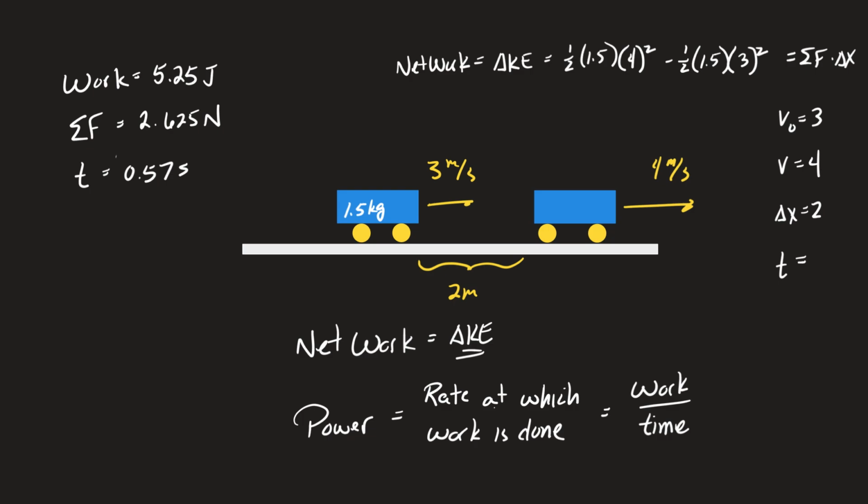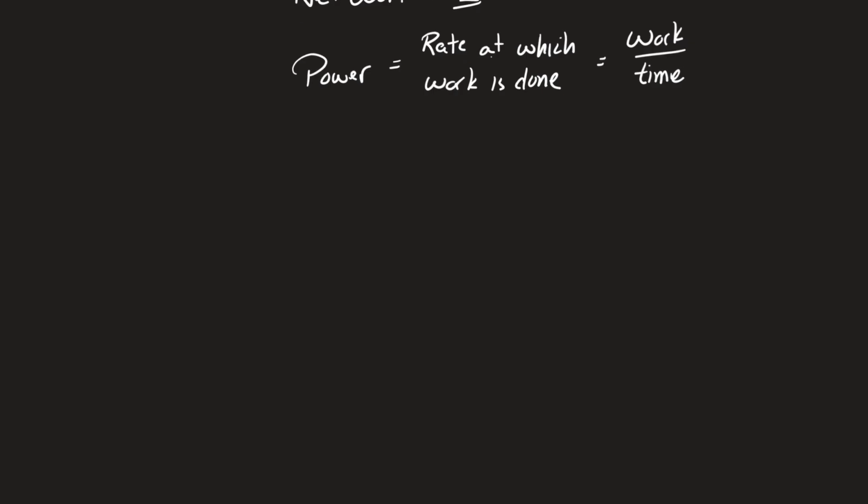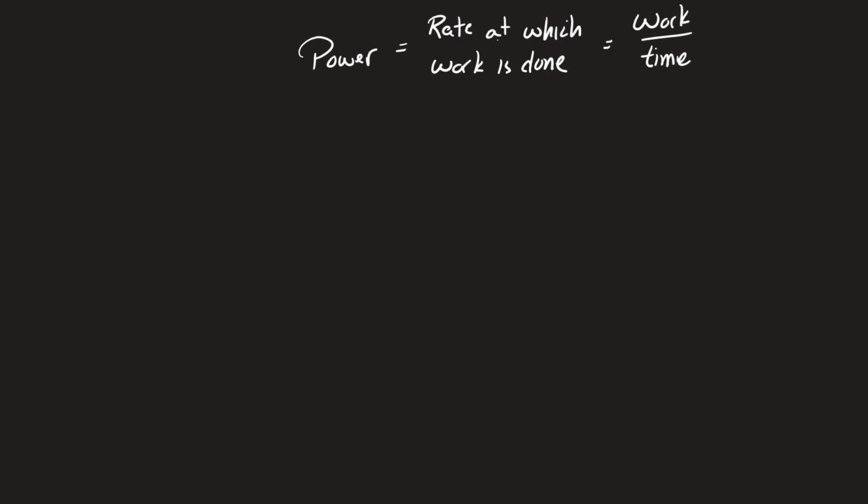So generally, all cars can get up to 70 miles an hour. But some cars can get there faster. You're paying for how fast the work can be done. Getting the car to that speed isn't a big deal, but if you don't want to take all day to do so, you pay for an engine that can get you there faster. So power is the rate at which work is done. In this case, we did 5.25 joules of work, and we did so in 0.57 seconds. Work over time. It's one of the simpler ways to calculate power.